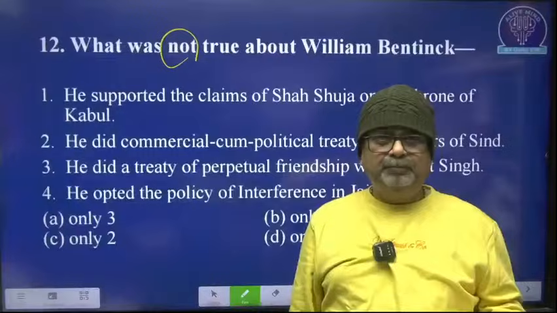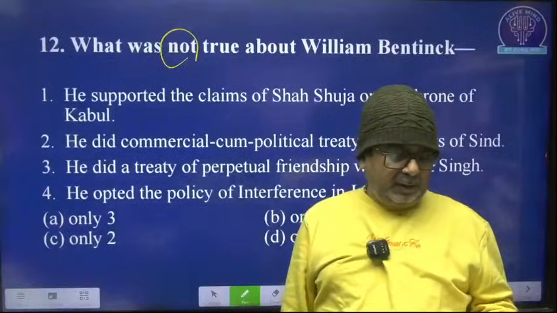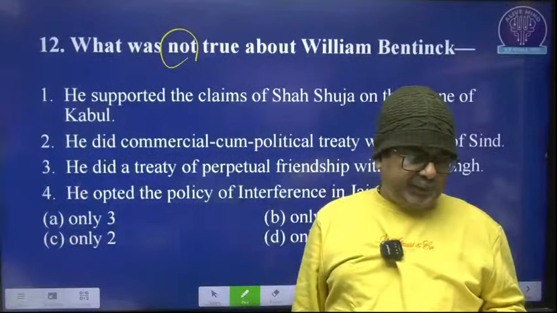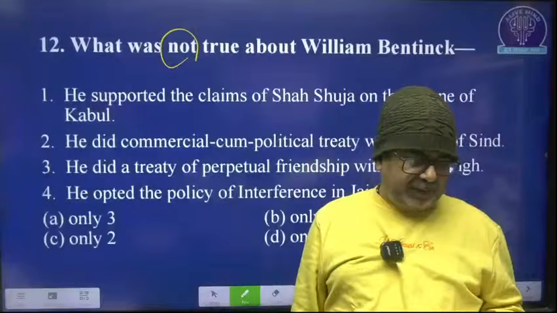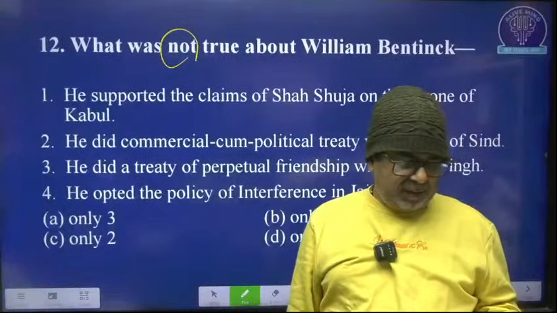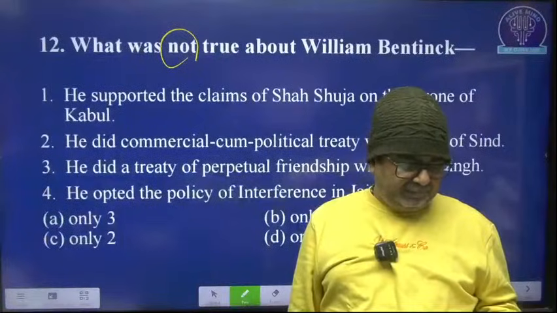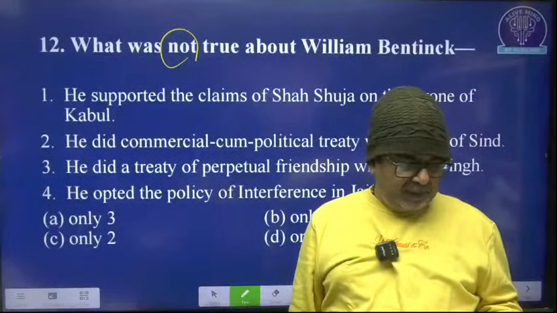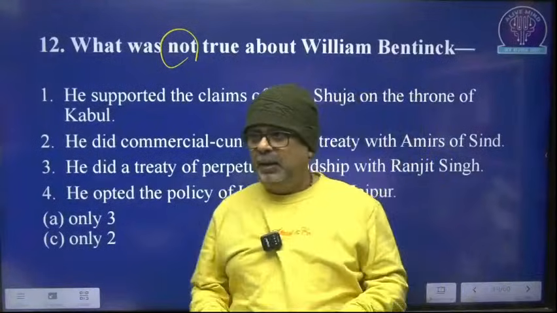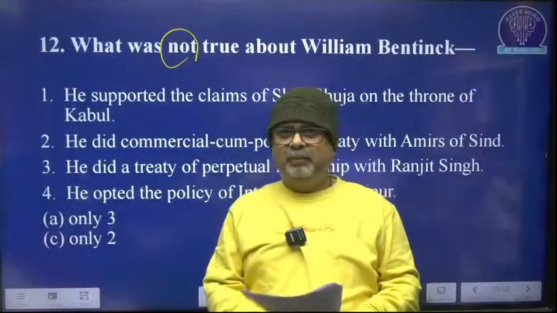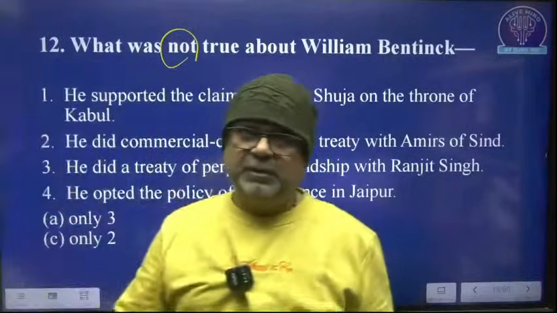Shah Shuja claim. He supported the claim of Shah Shuja. He did commercial cum political treaty with Amirs of Sindh. He did a treaty of perpetual friendship with Ranjit Singh. He opted the policy of interference in Jaipur. This is a man who believed in non-interference in the matter of princely states.